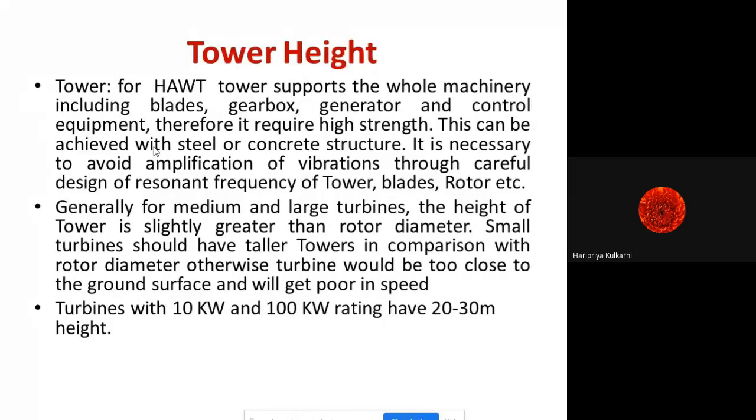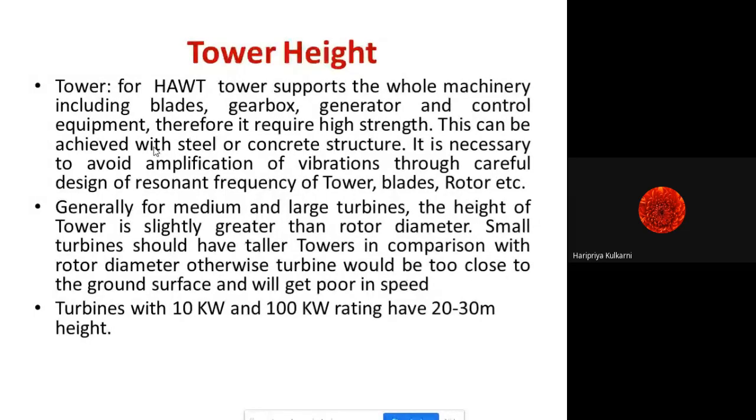So if we consider the height, generally for medium and large turbines, the height of the tower is slightly greater than the rotor diameter, because the rotor should be able to rotate without any harm. Okay, it should not touch the ground. It should be well above the ground level. That care we have to take.